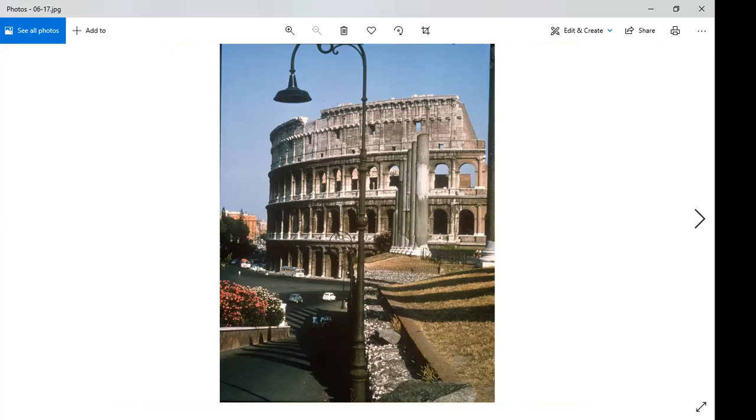And it was used, I think everybody knows, but if you don't, you should be writing this, for gladiator combats or gladiatorial combats, which is, of course, combat to the death between armed gladiators who were all slaves. They had no choice in the matter.